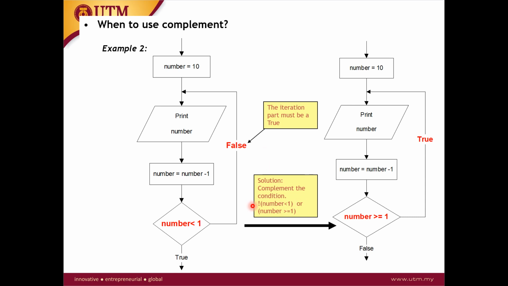So what are you going to do? We are going to take the complement of the condition. So you can say if not number is less than 1, or the number is greater or equal to 1. So what happens? Number is 10, print number, number is going to be decremented by 1, number is going to be 9. Is 9 greater or equal to 1? Yes, it comes back again. It becomes 8. So it becomes 1. Is 1 greater or equal to 1? Yes, it comes back again to print the 1, and then the number is going to be 0. Is 0 greater or equal to 1? No, false. It comes to the end of the flowchart.